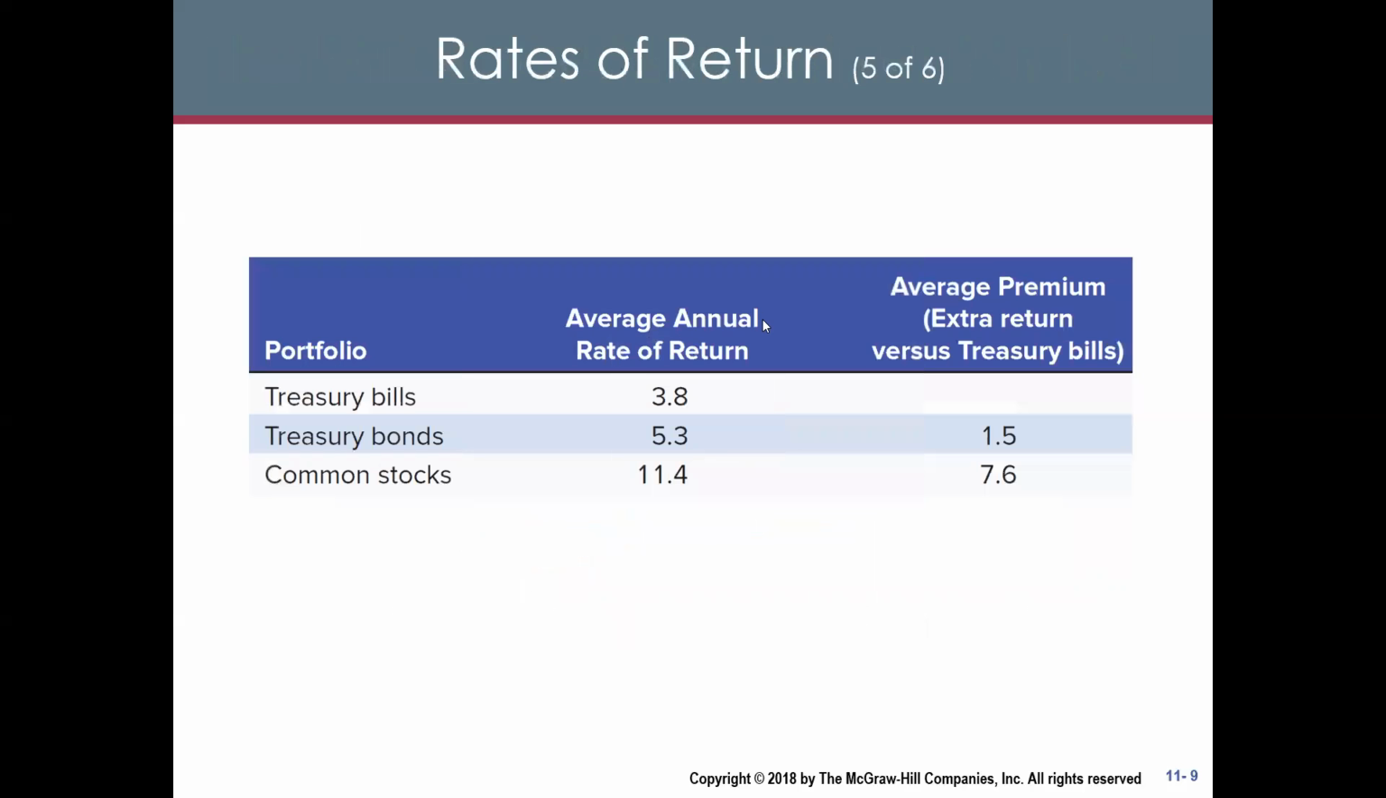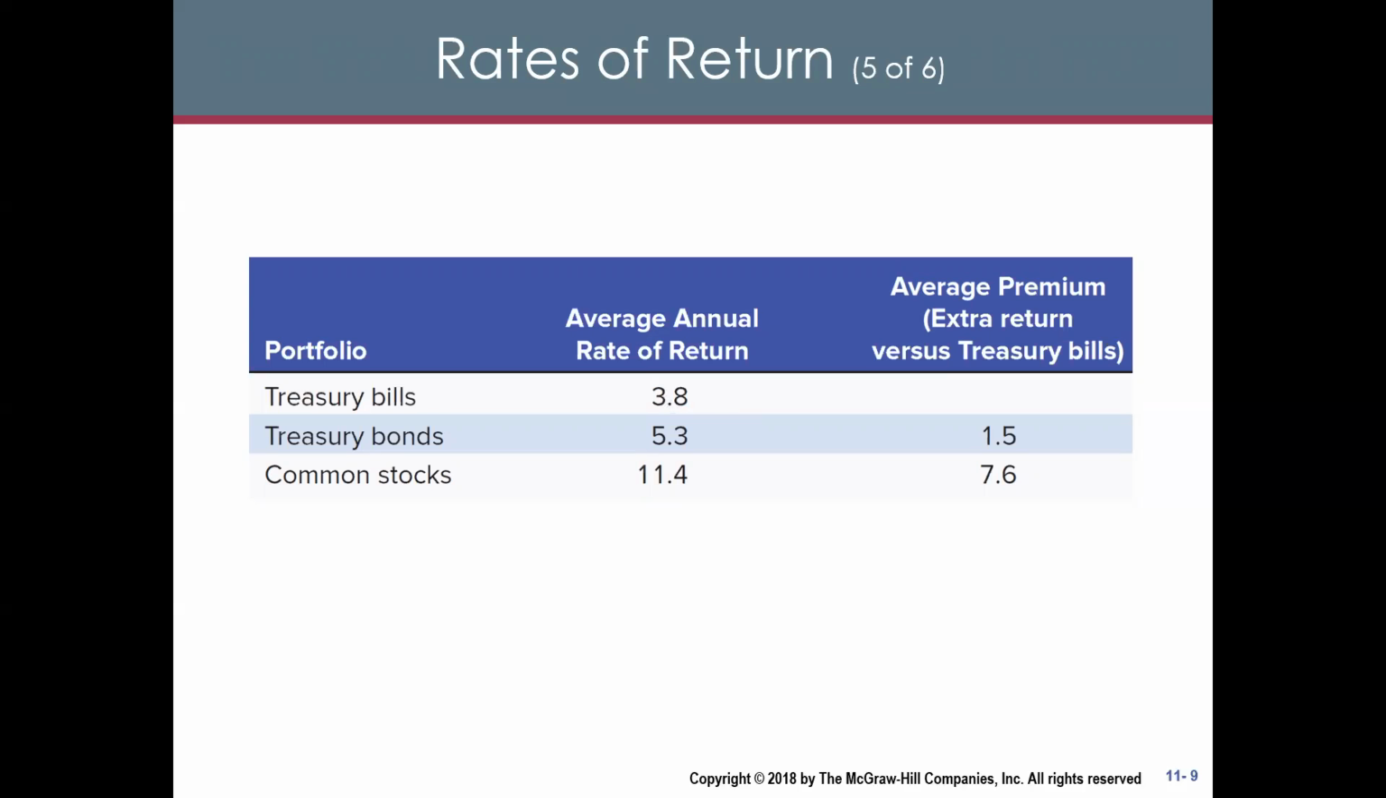Okay. So if we calculate the average annual rate of return, we can see the treasury bill has an average annual rate of return of 3.8. Treasury bonds have a return of 5.3, and the common stock have a return of 11.4. Okay, and we can calculate the average premium, which is the extra return versus the treasury bills. So we usually assume the treasury bills have no risk, and so they are the risk-free rate. Why? Because they are issued by the government.